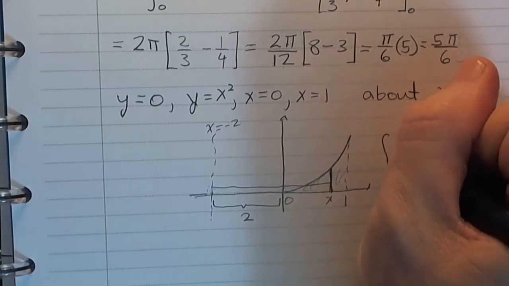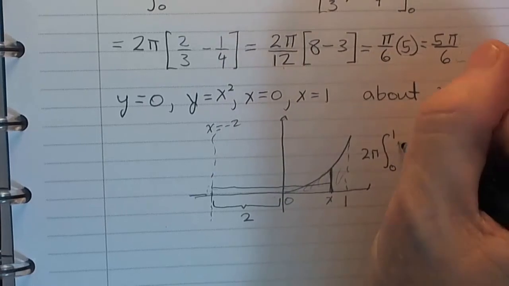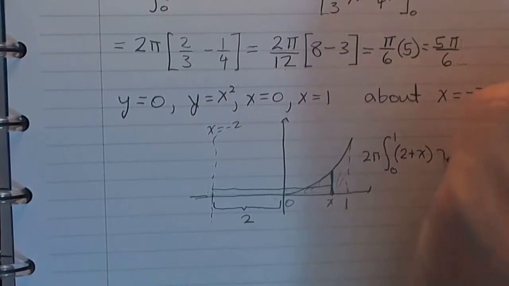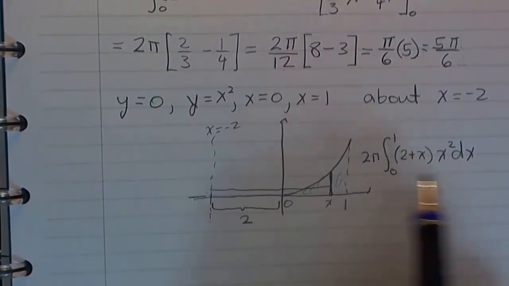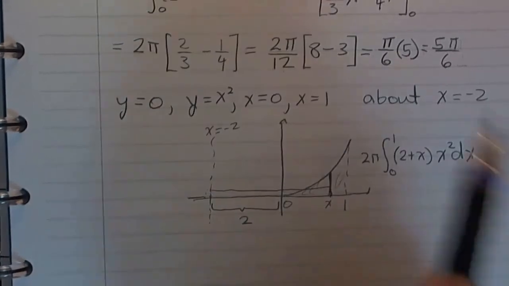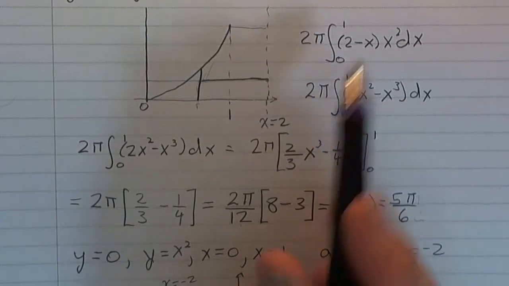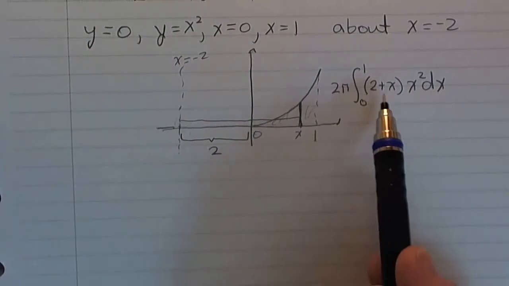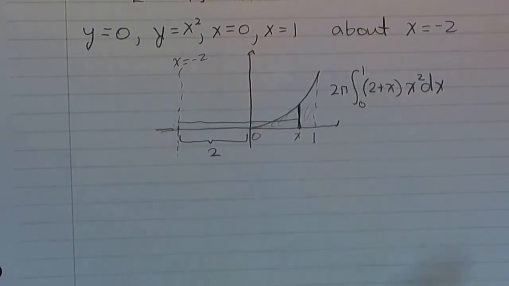So we've got 2 pi, 0 to 1. Our radius is going to be 2 plus x. Then our height, and then dx. So this would be the integral that we have to deal with in finding that volume. Notice when we're revolving around x equals 2, it's 2 minus x. When we're revolving around x equals negative 2, it's 2 plus x. And then this is the integral that we would have to solve.